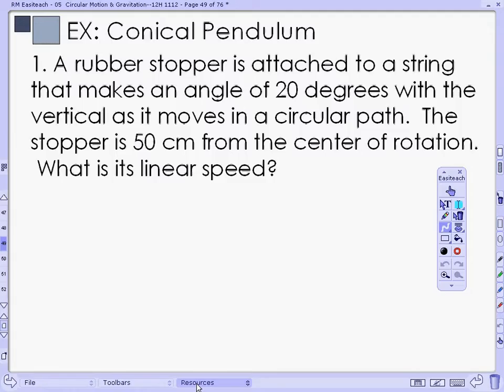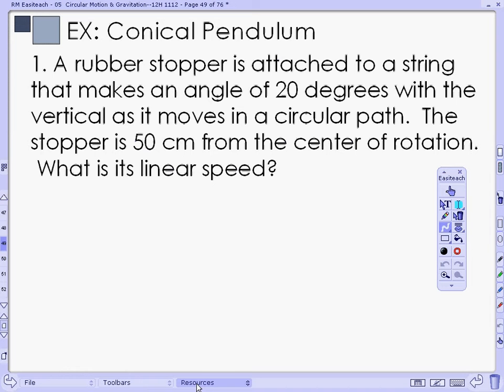Conical pendulum problem: one of the things I want to emphasize is that in terms of what you're responsible for, there's a final formula at the end of all this. You can't walk in and memorize the formula. You actually have to go through all the steps I'm going to go through to get full credit. I will be looking for these steps, especially at the honors level.